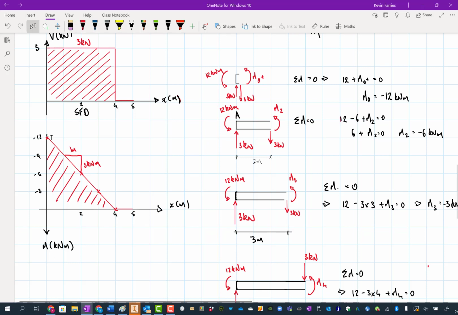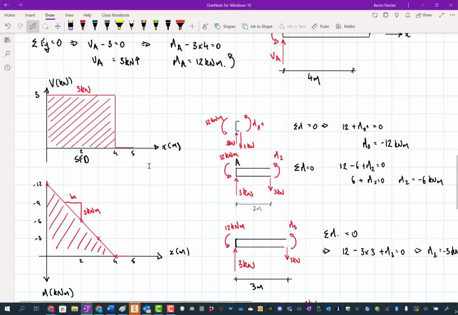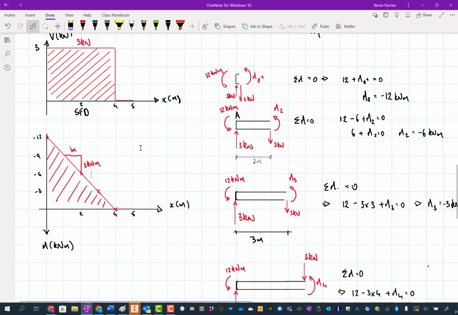This is positive, but this is going in the positive direction. Okay, it's starting very negative, it's going in the positive direction. And then you get to here, there's no area under here, and so therefore it's not changing at all. And so we could have figured that out just by looking at this shear force diagram. We could have got to this bending moment diagram. Okay. I think that's all I want to say about that.